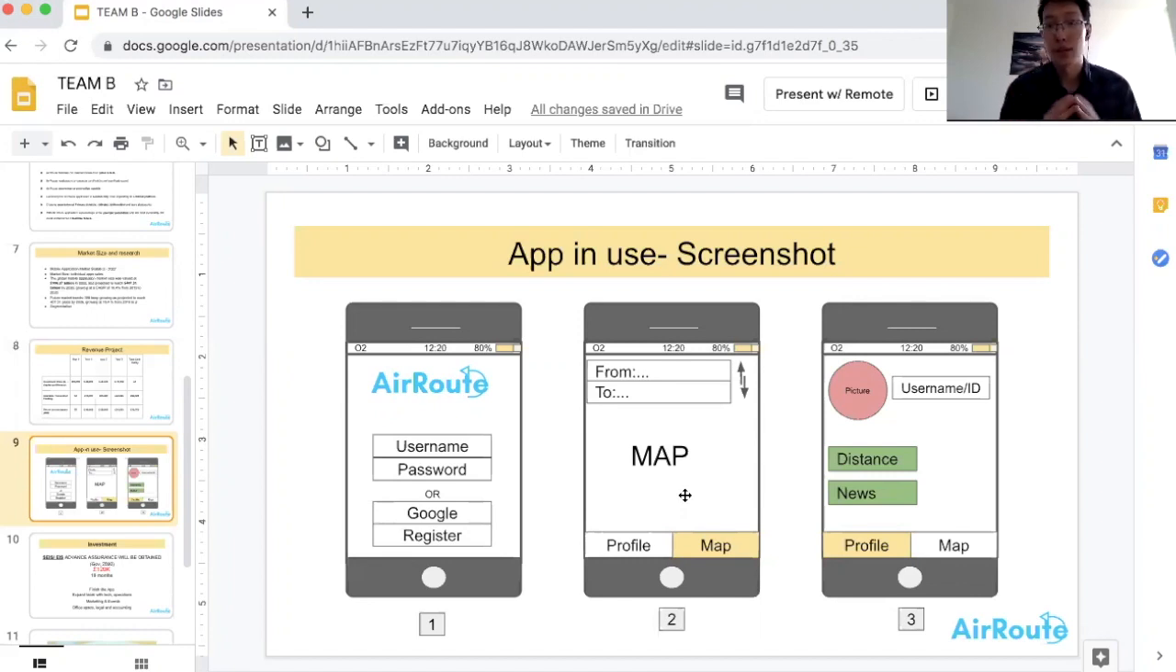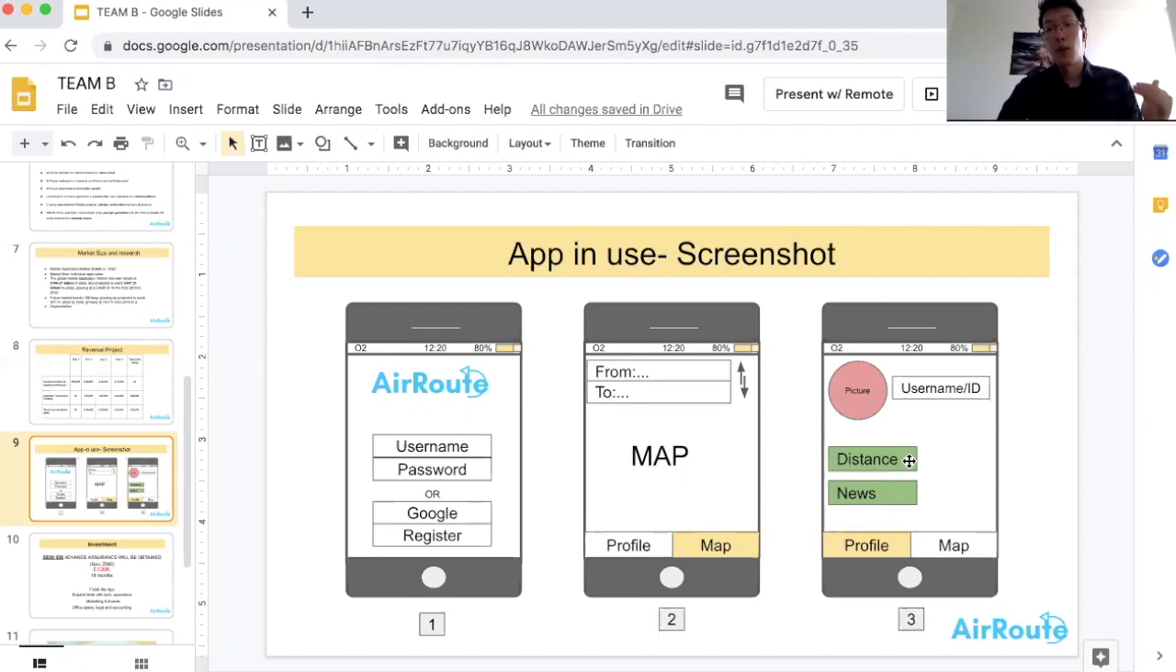But we're not necessarily going for the traffic because most of our users are cycling or walking. The reason we highlighted this button is that when you click on map, it will show you this interface. When you click on profile, it leads us to the third picture, where customers can set up their picture, and put their username and ID.